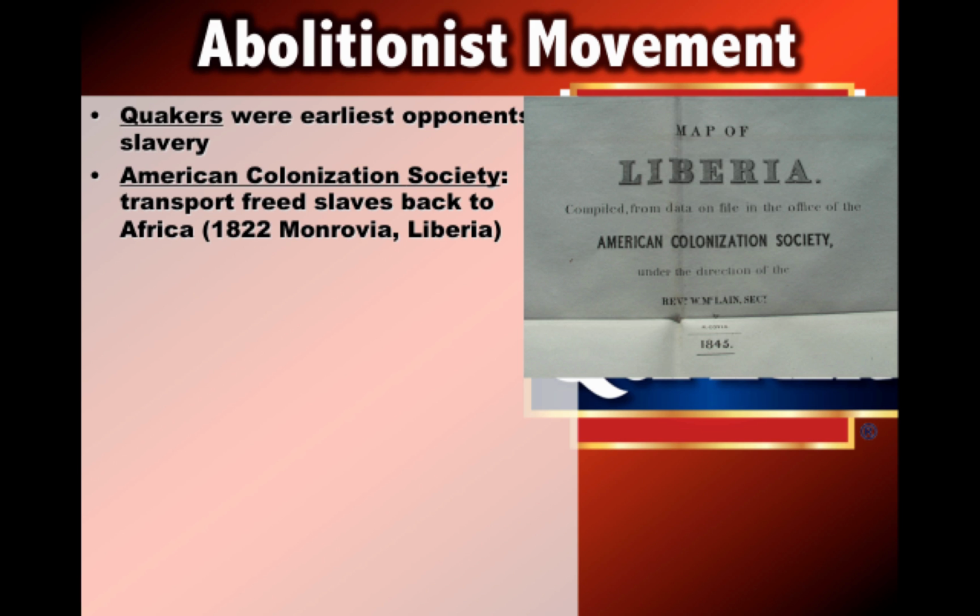And in 1822, Liberia was formed. They name it Monrovia after the president. But that was never a very big movement because it wasn't very practical. And only about 12,000 slaves are sent to Africa. And the reason it wasn't very practical is many of these individuals had no connection to the continent any longer. They were born in America, they were American, and the American Colonization Society ultimately was a failed plan.